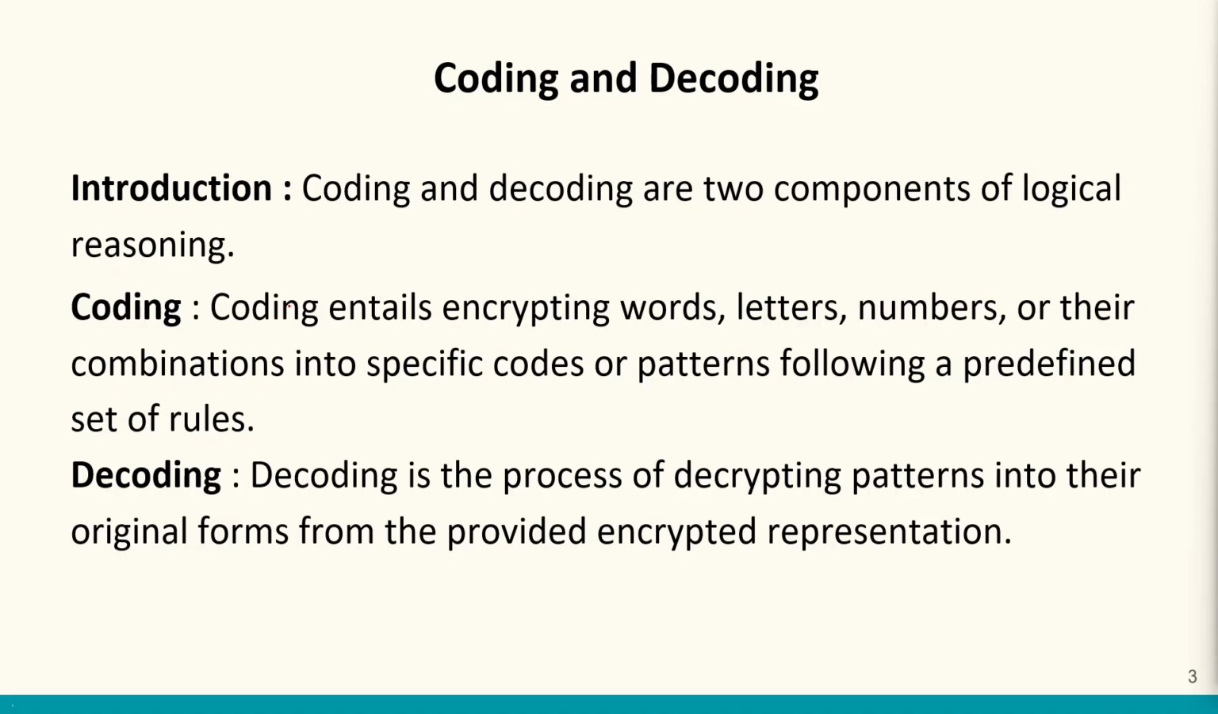Before we start, let us understand what we actually mean by coding and decoding. Let's say A is written as 1, B is written as 2, C is written as 3, and we have to find the code for D. Whenever I write A as 1, it means I am coding an alphabet into a number. I am encrypting the value of an alphabet into a number. This is called coding, where A is the original form.